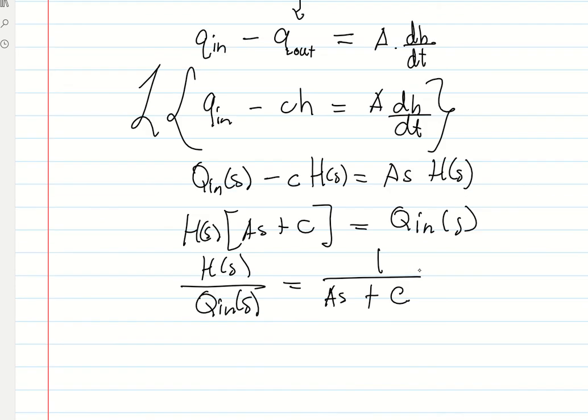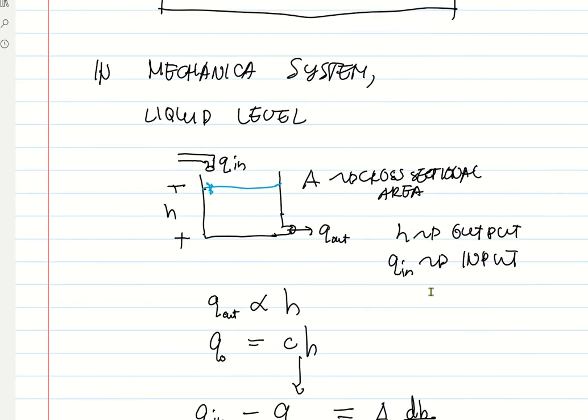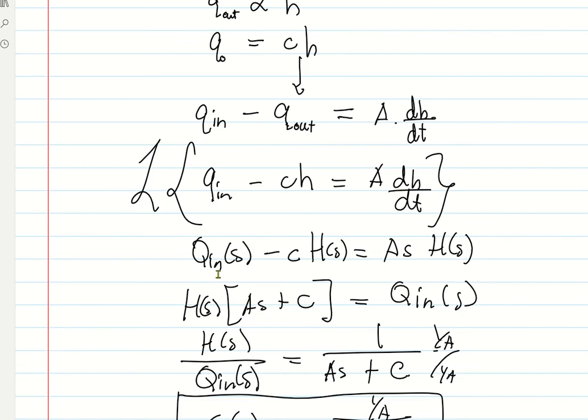So we need, again, to multiply this by 1 over A. So the transfer function of a liquid level will be 1 over A all over S plus C over A. So this is an example of a mechanical first order system. And after this, the next one will be the second order system, and they are more complicated compared to this first order and zero order.